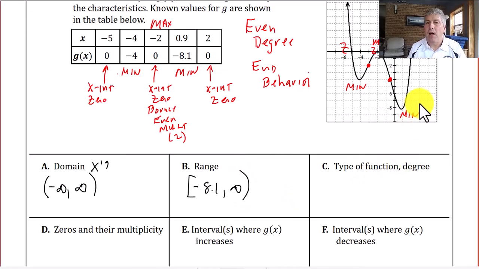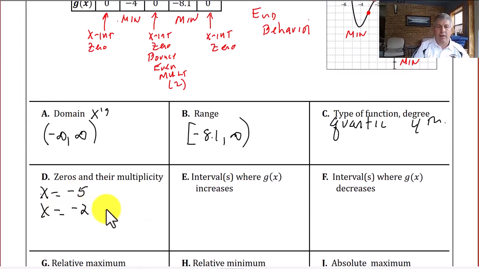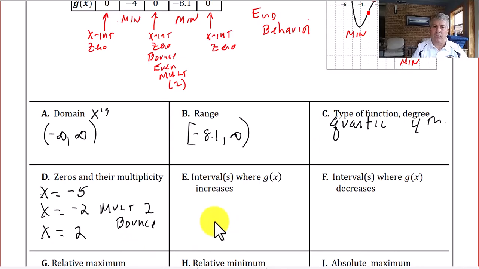This is a 4th degree polynomial. We know that because we have 4 x-intercepts. Now you're wondering why I say 4. Well, there's 2 of them here at -2. So we have 4 x-intercepts. So my notes here say this is a quartic or a 4th degree polynomial. The zeros and their multiplicity, we've talked about that. We have a 0 at x equals -5, at x equals -2, and that was our double root. That one had the multiplicity of 2, so it bounced. These other single roots are odd, so those will pass through. And we also have x equals 2.